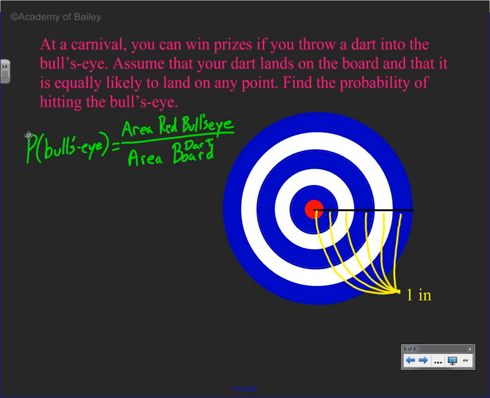So let's go ahead and do some calculations. The area of the bullseye is pi times radius squared. Well, the radius looks like it's 1 inch. So that would be pi times 1 squared. And 1 squared is 1. So what's 1 times pi? That's pi. So the area of the bullseye is pi square inches.